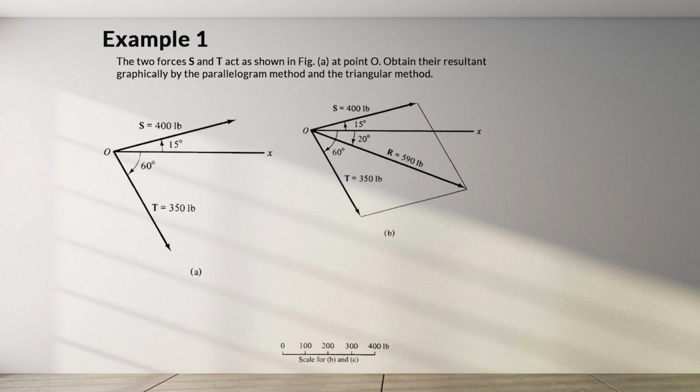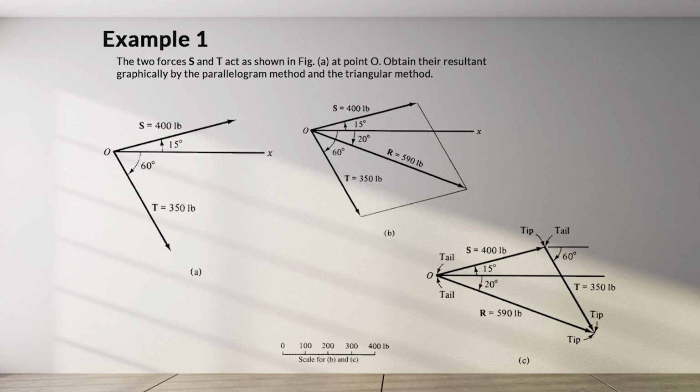The magnitude and direction of the resultant are measured and found to be R, or resultant value, equals 590 pounds with an angle of 20 degrees. When you want to obtain the same results using the triangular method, draw a fixed force S at point O as shown in figure C.